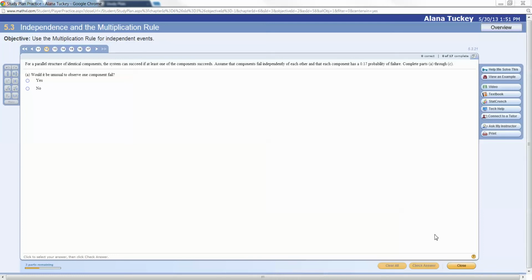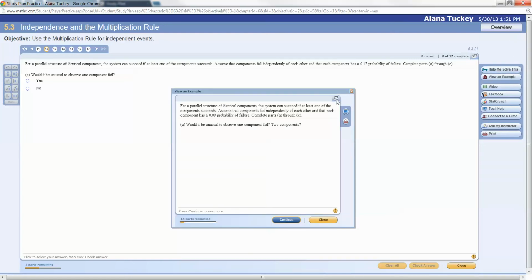Of course, who knows what it is in your actual assignment or problem. Okay, I'm going to do the example, so let me click on this and maximize it.